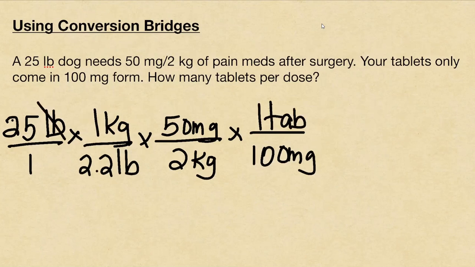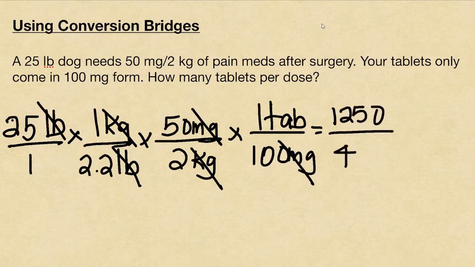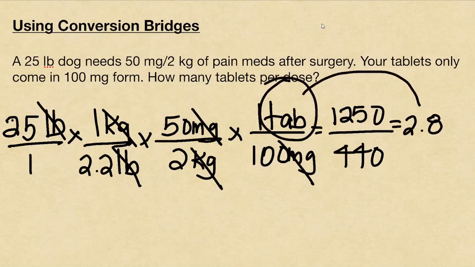Get rid of all the units that you can cancel out. Boom, boom, boom. Multiply across. 1, 2, 5, 0, 4, 4, 0, which gives me 2.8. Again, I'll just bring that over here. So he's getting 2.8 tabs.